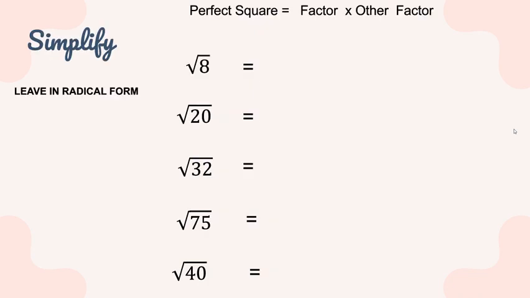So we're going to use that principle, and now we're going to simplify things that are not perfect squares. There is nothing times itself that equals 8. It would be an irrational number, okay?